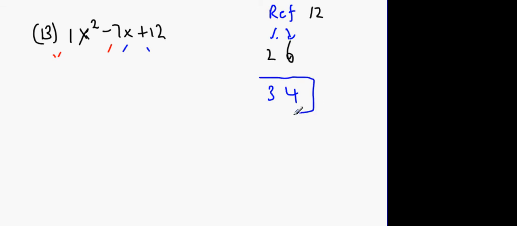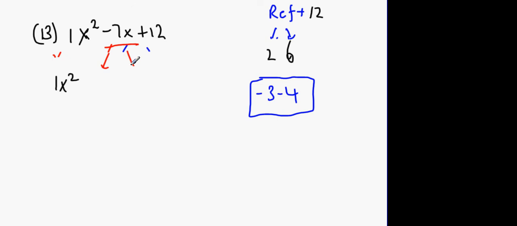3 and 4, when added together, give you plus 7. We want minus 7. So minus 3 by minus 4. If you multiply these two, you still get plus 12, and when you add them together you get minus 7. So you do the usual 1x squared, it's underneath here, and then you break this up.